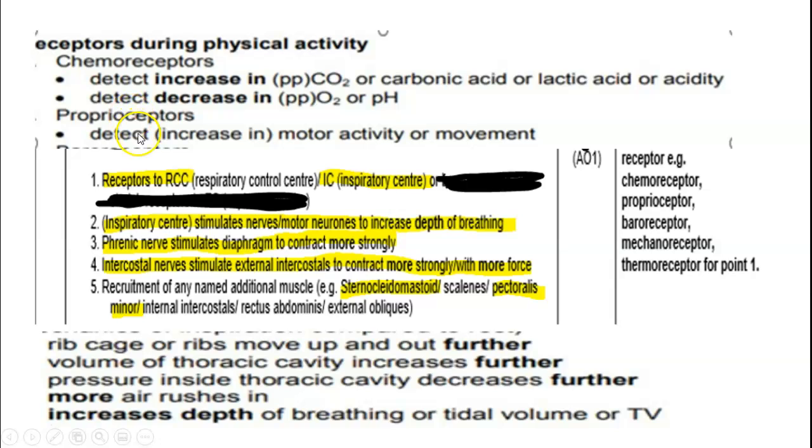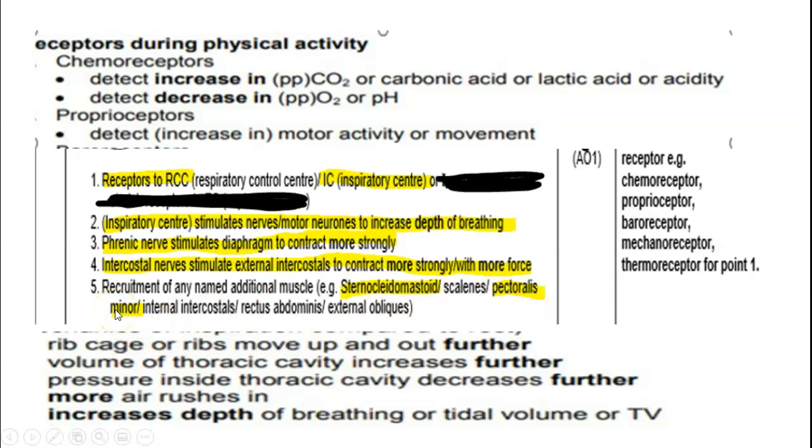And then if you have a look from here, those receptors send the information to the respiratory control center. Okay, then we have this stimulates the inspiratory center down here. This then stimulates the nerves. So the phrenic nerve is responsible for stimulating the diaphragm to contract with more force, remember, because it's exercise. And then the intercostal nerve stimulates the external intercostals to contract with more force. And then there are extra muscles that contract: sternocleidomastoid, pectoralis minor.